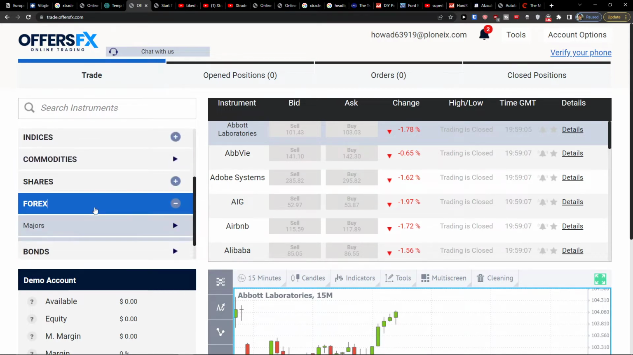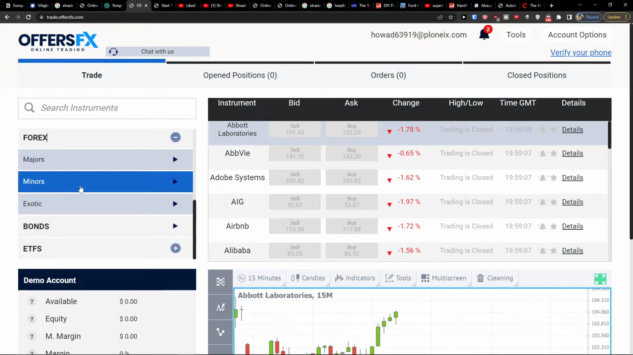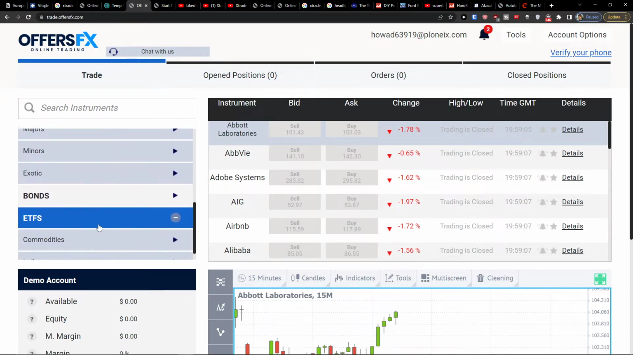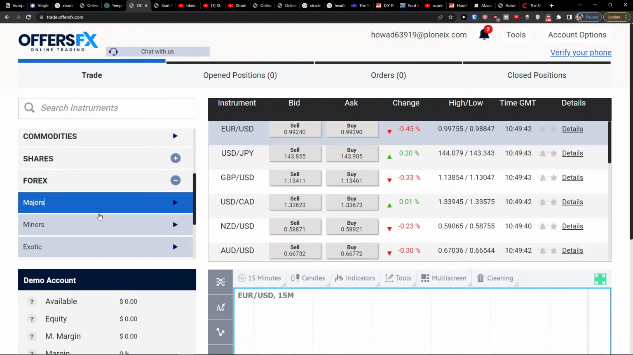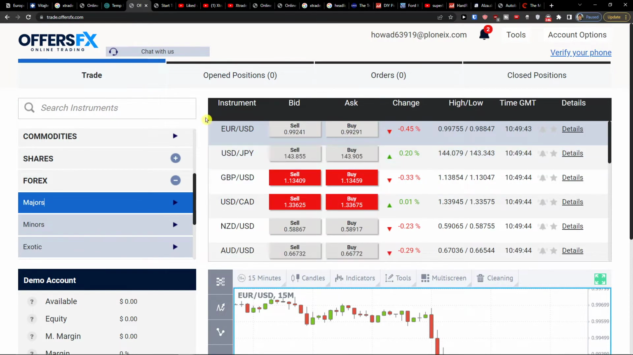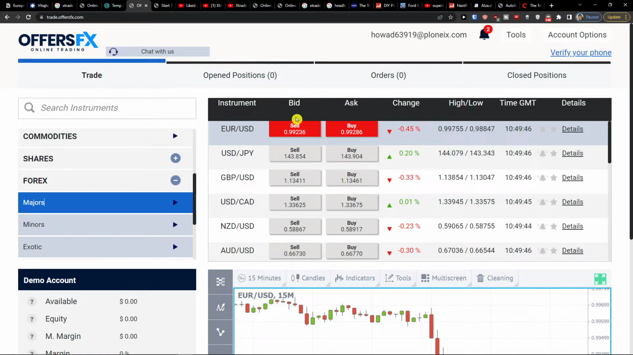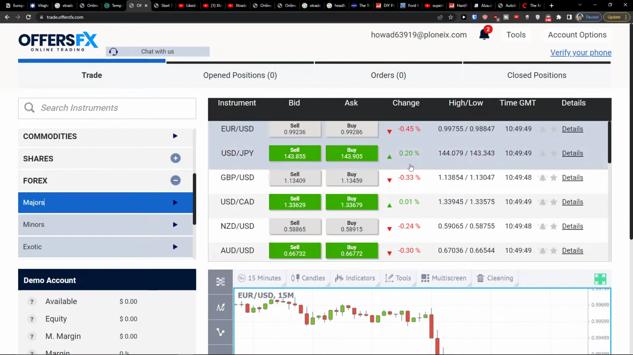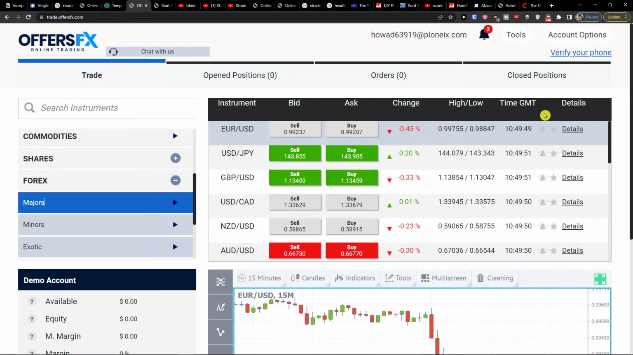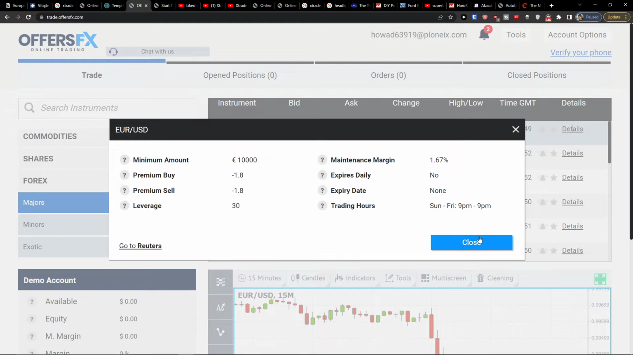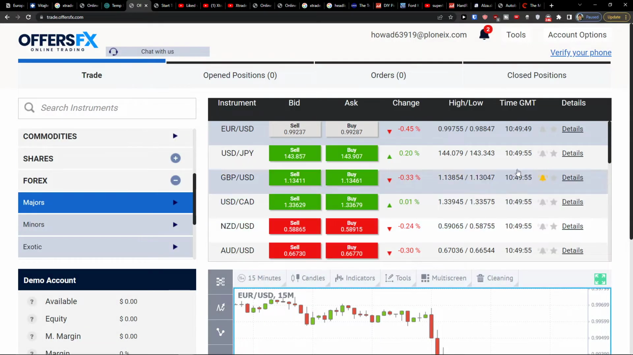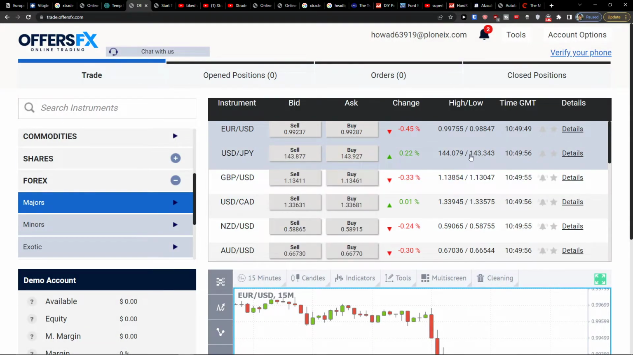And then you're going to have Forex, major, minors, exotic, bonds, and ETFs. So now let's say we're going to be in Forex and we're going to find the Euro USD. So what we can find here: the bid, the ask, the change, the high and low, the time, and the details of it. So you're always going to find the details about the instrument.